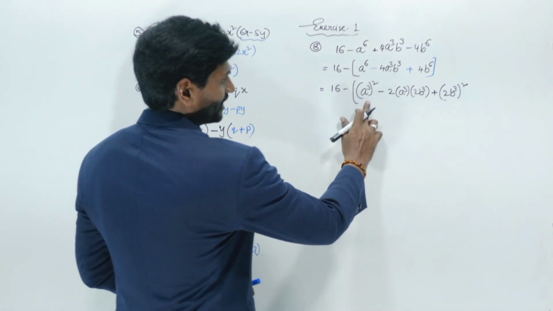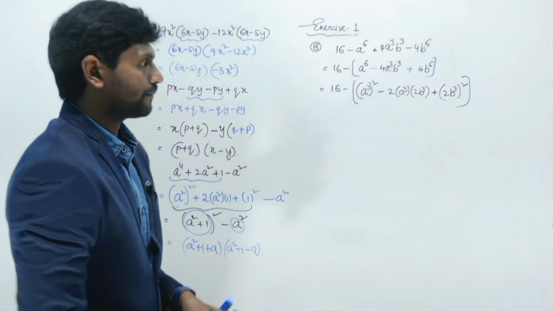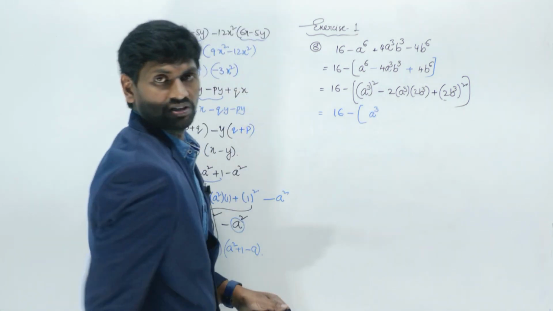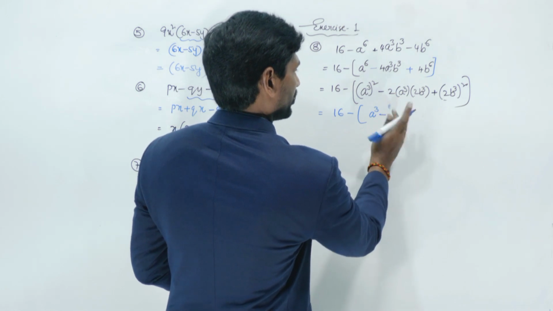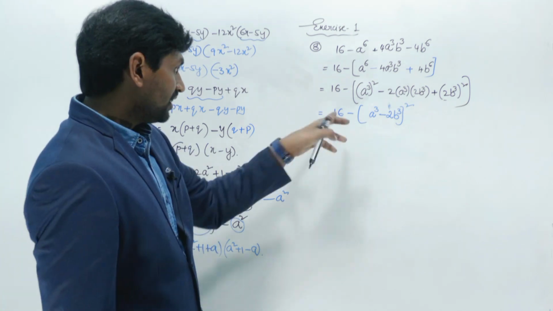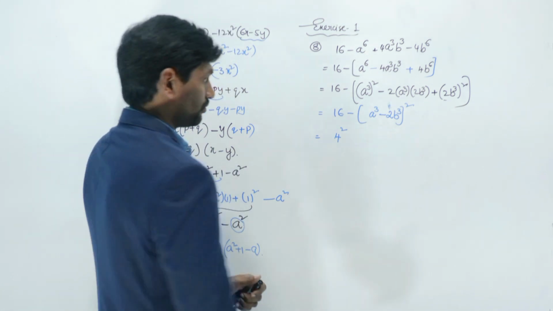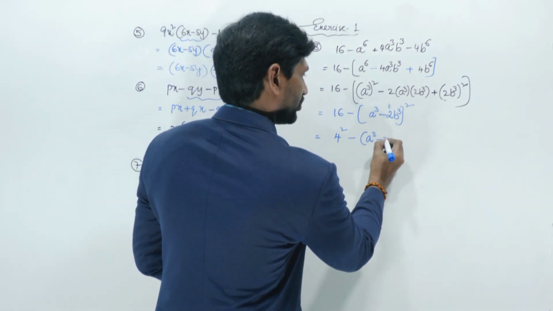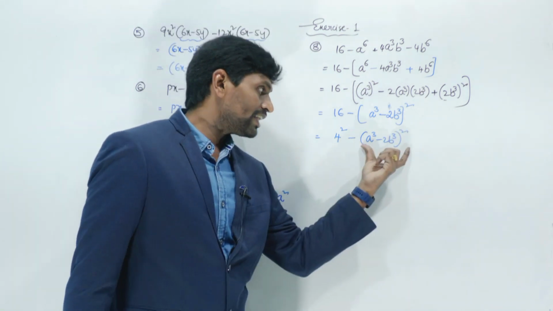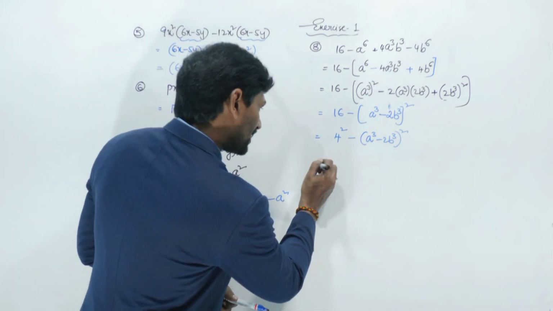So it is in the form of a square minus 2ab plus b square, nothing but the (a minus b) whole square formula. Here a means a cube, b means 2b cube. So 16 I can write as 4 square minus (a cube minus 2b cube) whole square. Now observe the a square minus b square formula, which we can write as (a plus b) into (a minus b).